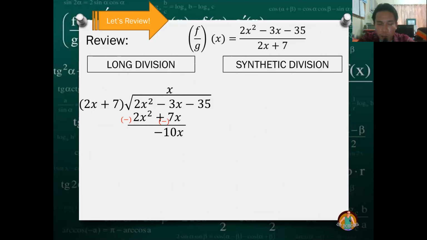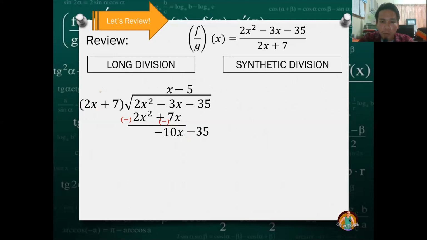So we will add or combine and then follow the sign of the both of them. So of course, after subtraction, bring down negative 35 and then proceed again to division. Negative, of course, first term only. Negative 10x divided by 2x will give us negative 5x. Write it in the quotient on top.